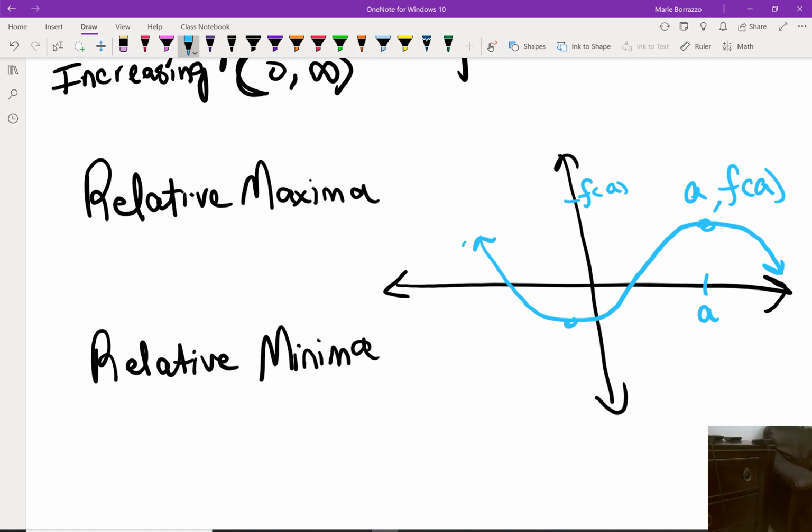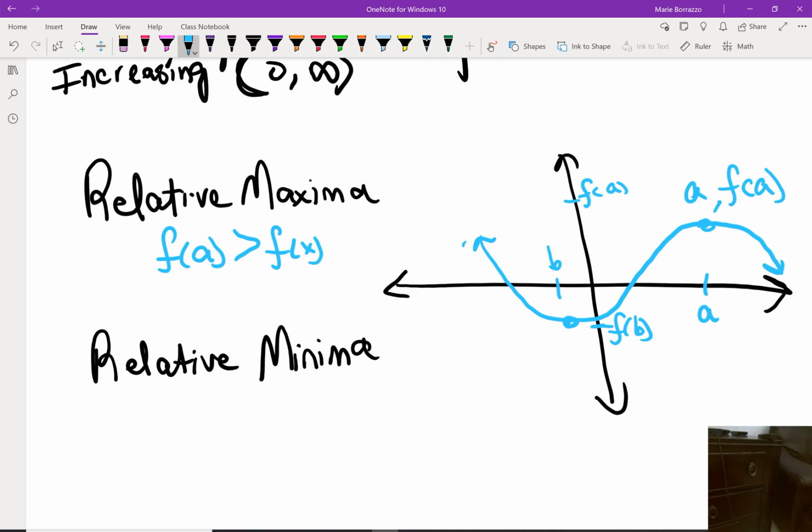Let's call this point down here B, where x is B, technically negative B, and this y point would be f of B, whatever that value would be. So what we say in this case, it's a relative maxima if f of a is greater than all values for f of x. And obviously that indicates that the a value is greater than any other value.